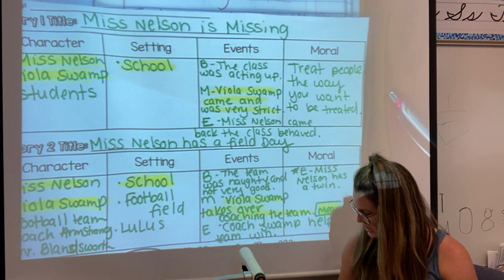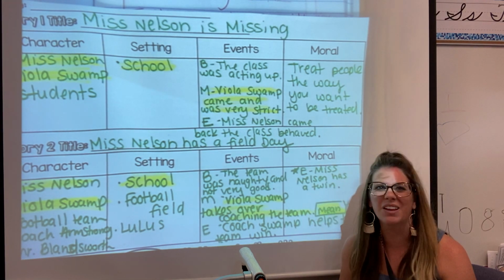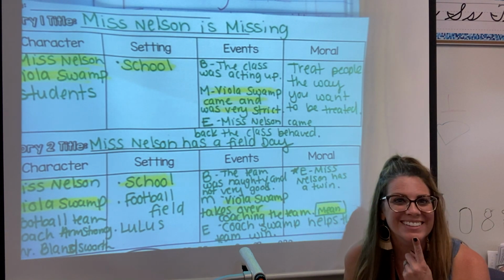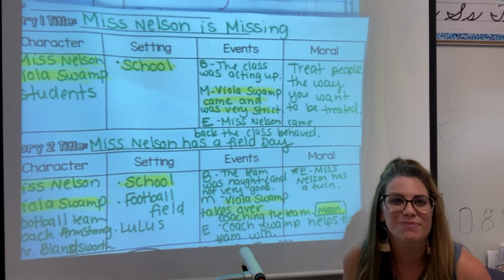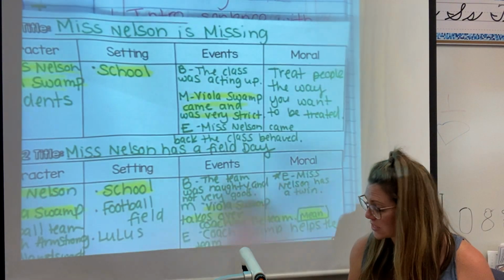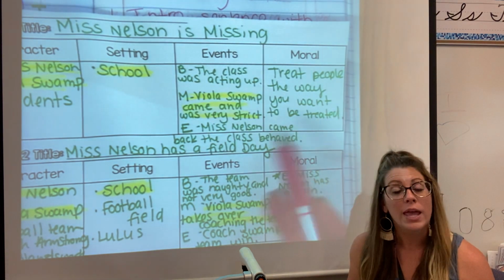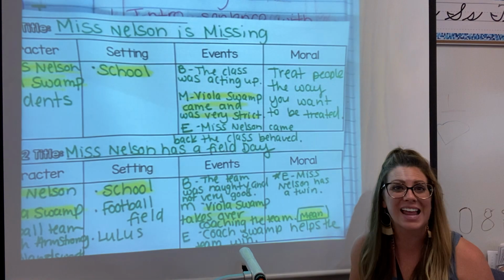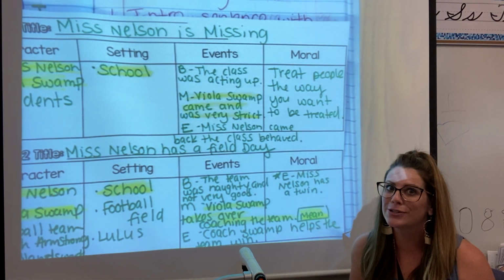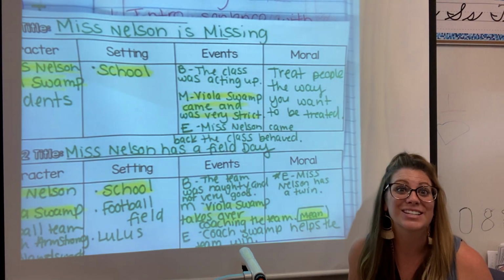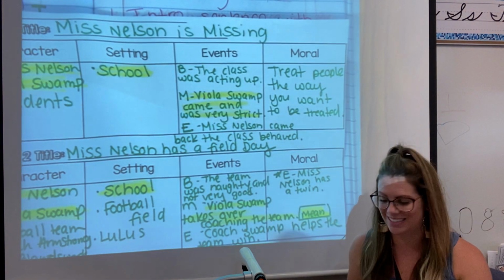And Miss Nelson Has a Field Day, there's not really a moral, but did we learn something that we didn't know in the first book? So could we talk about that? Could we talk about how Miss Nelson Is Missing has a moral and explain what it is? And then in Miss Nelson Has a Field Day, it doesn't have a moral, but we learned something important, that Miss Nelson has a twin sister. Yes, I like it.